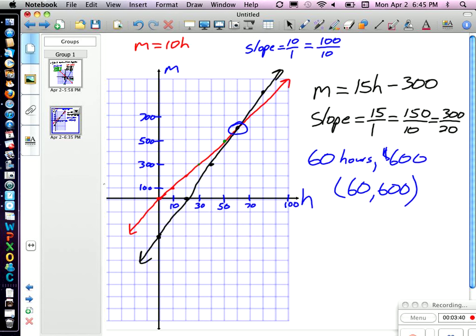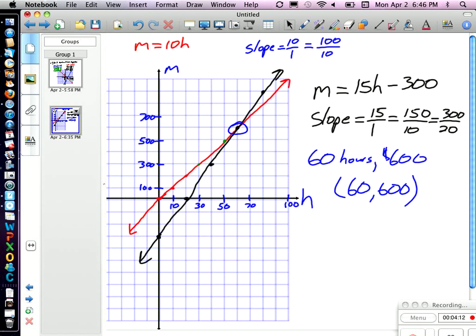So what does that point mean in the real world in this scenario? Well, it means if you were to work 60 hours at your mom's office, you would make $600. On the other hand, if you were to work 60 hours mowing lawns, you'll also make $600. Okay, because even though you make more money mowing lawns, you had to make up that negative 300 that you started with.